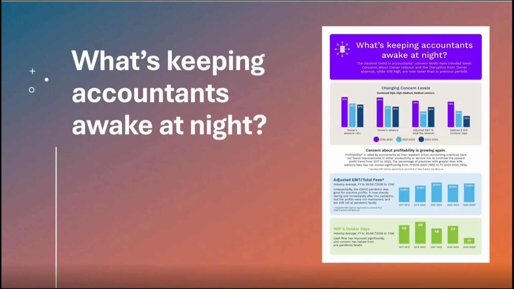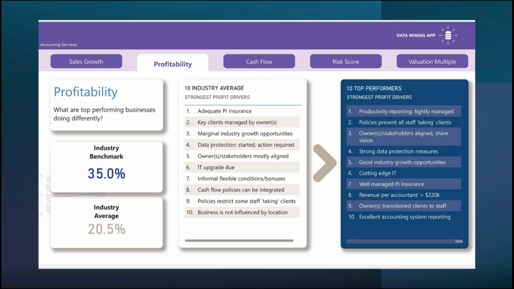One of the biggest challenges that the infographic identifies is the variance in profitability for accounting firms. And we think that's going to be a challenge for a lot of accounting firms going forward. So again, this is where you can use that data mining app to show what top performing businesses in the accounting industry are doing differently to achieve benchmark performance on this particular profitability KPI.